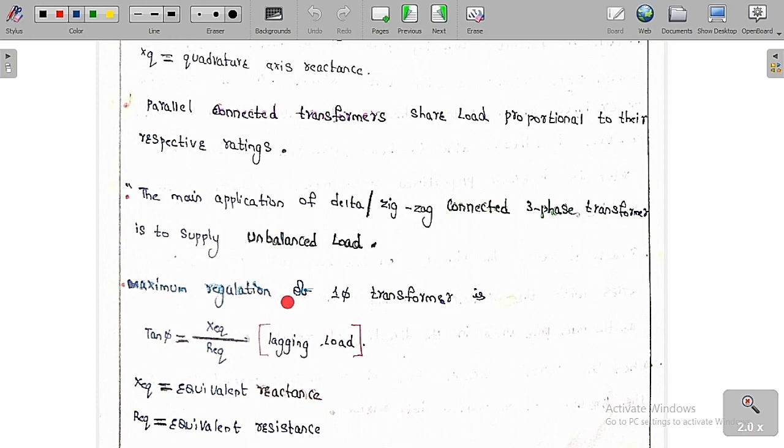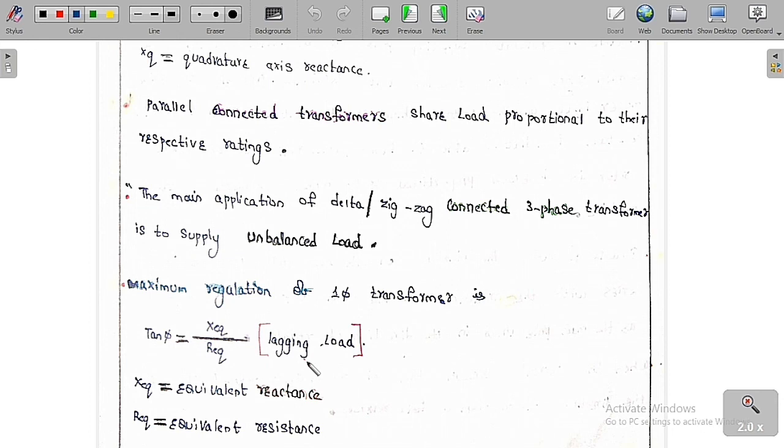The regulation of a single phase transformer, I've already told you, the maximum regulation that you are always going to get only at the lagging power factor. Then tan phi is equal to XEQ by REQ. This is at the lagging load. I've already told this important point. So only at the lagging load you are going to get the maximum voltage regulation, which is tan phi equal to XEQ by REQ, where XEQ is called as the equivalent reactance and REQ is called as the equivalent resistance.